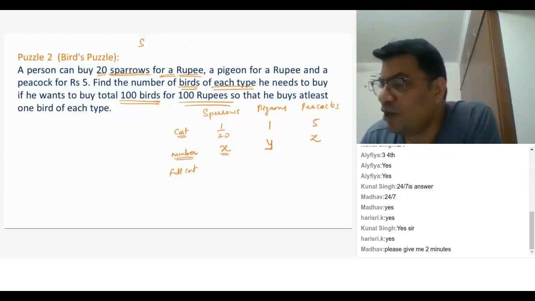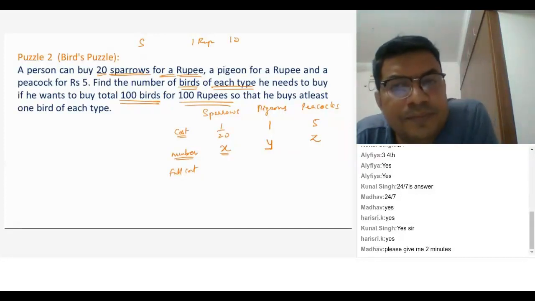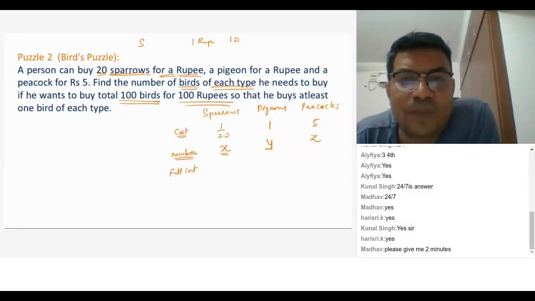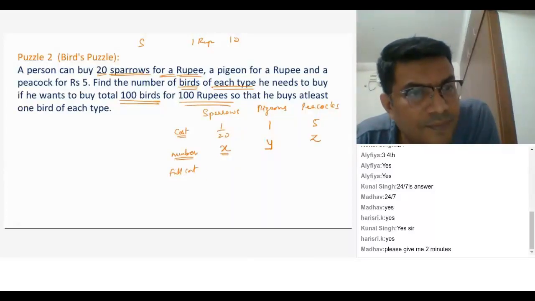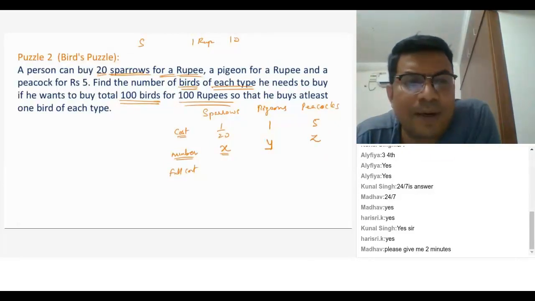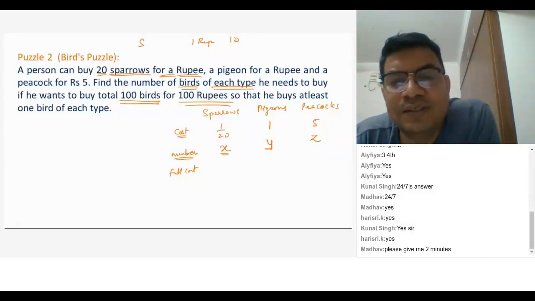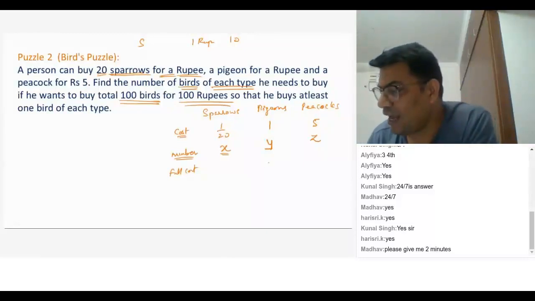Harisri, let me help you. If each chocolate costs you 1 rupee, if I buy 10 chocolates, how much will it cost you? 10. So if I buy 20 chocolates, 20. If I buy Y number of chocolates, it is Y into 1, that will be Y.